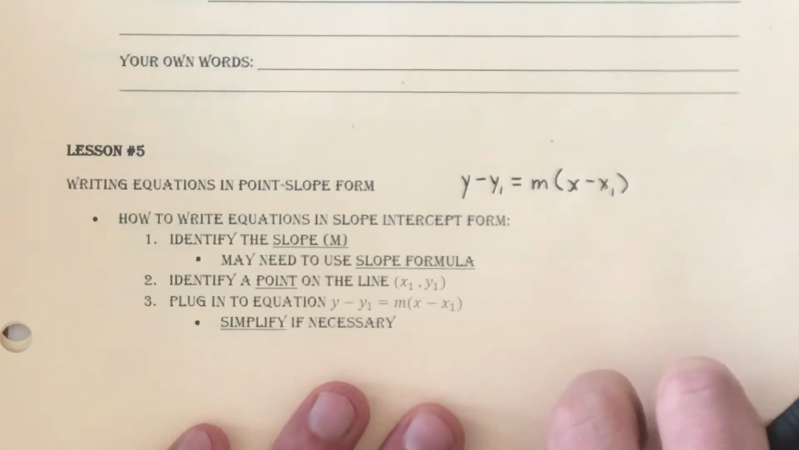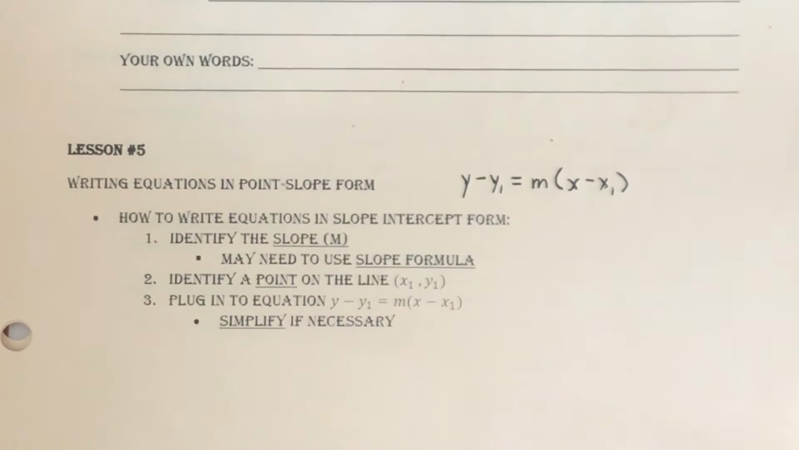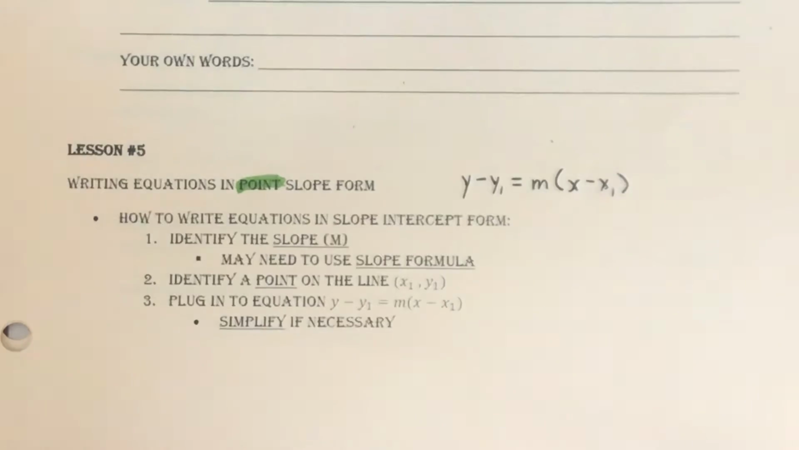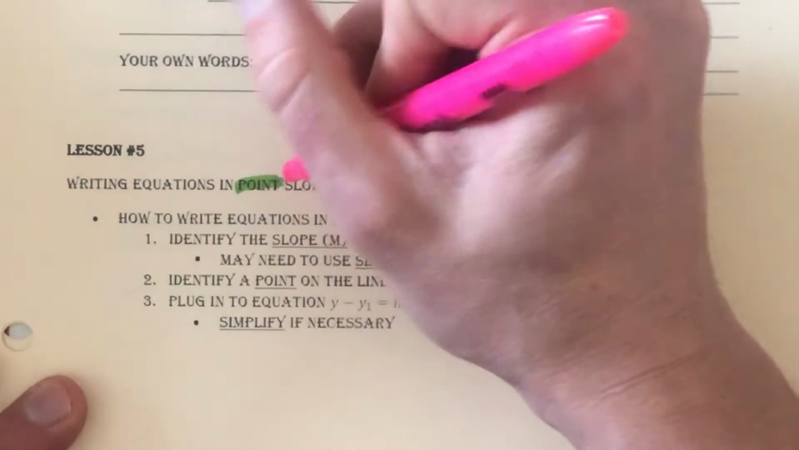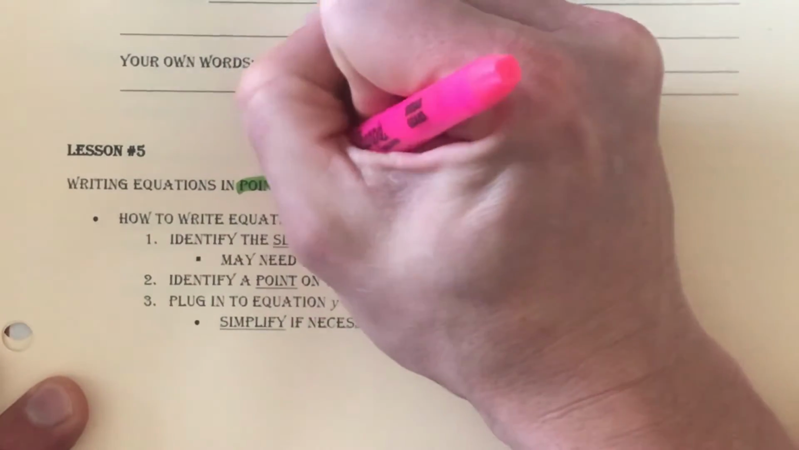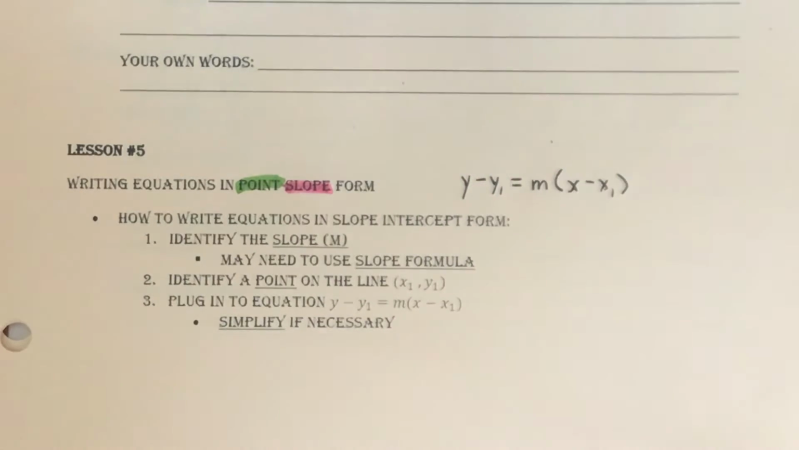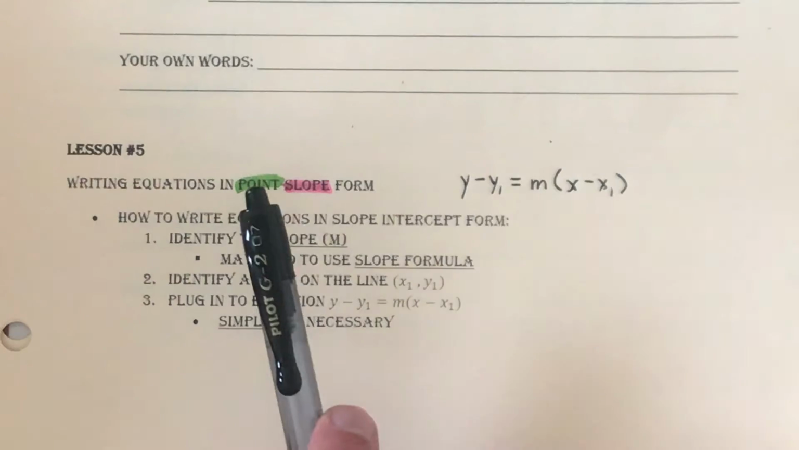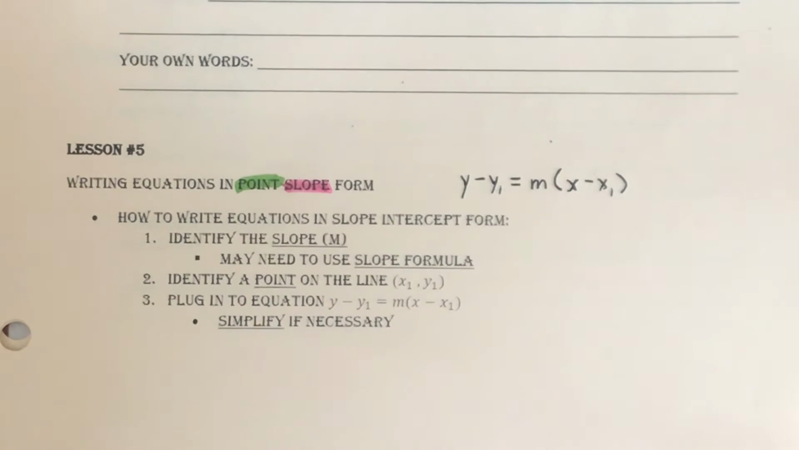And this is simply a way to use a point and the slope in order to get into slope-intercept form eventually. So it's called point-slope form because all we need to do this is we need to know one point on the line and the slope in order to figure this out and to put it into that form. So when it comes to lesson number 5, all we're going to talk about is the process.